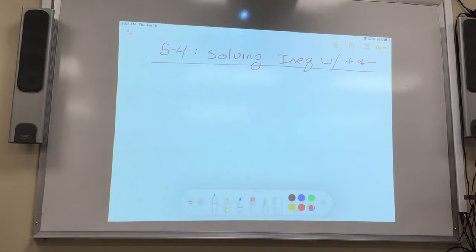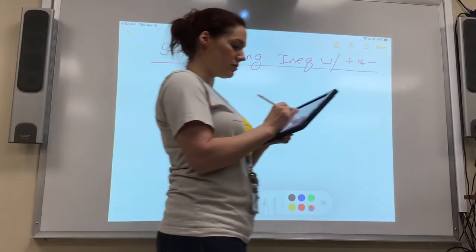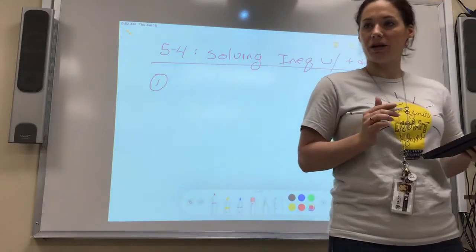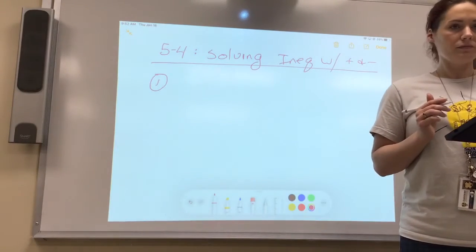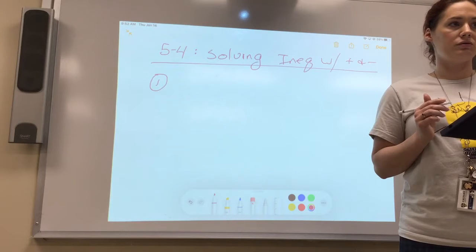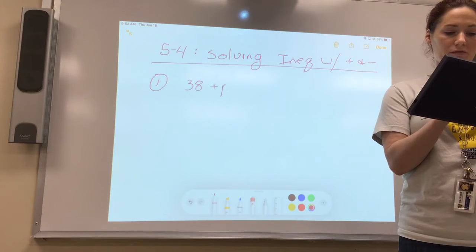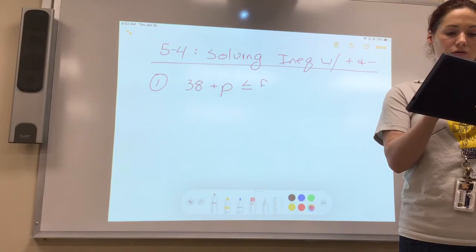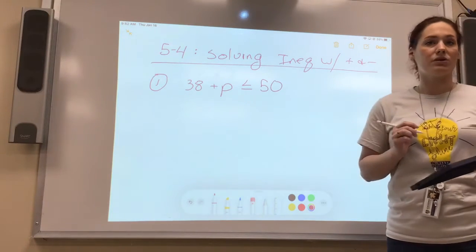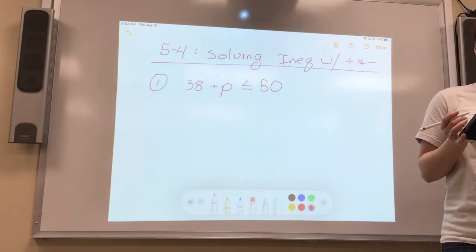Solving inequalities with adding and subtracting was our title. The problem that we just solved was, put this example number 1 in your notes. It was 38 plus P is less than or equal to 50. That was the problem that we just solved.